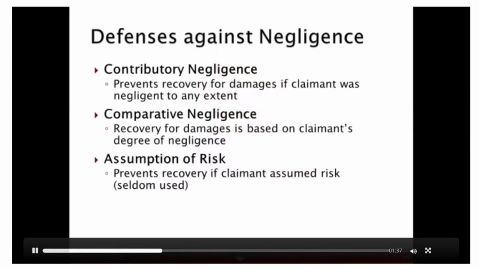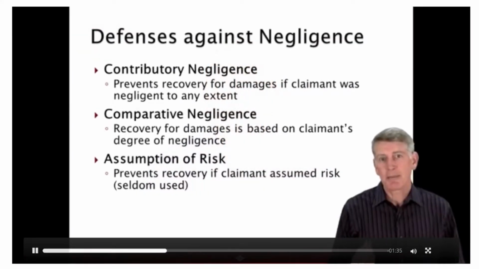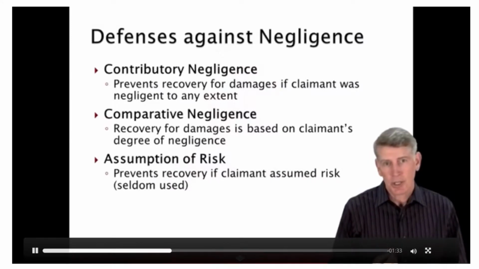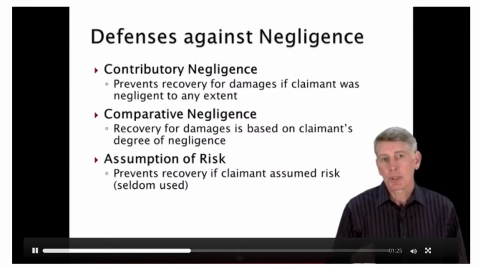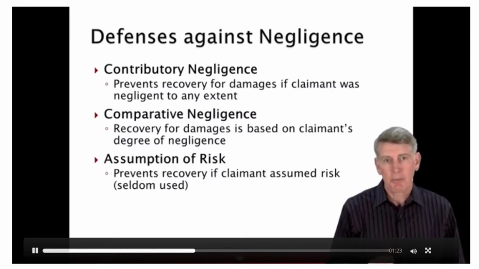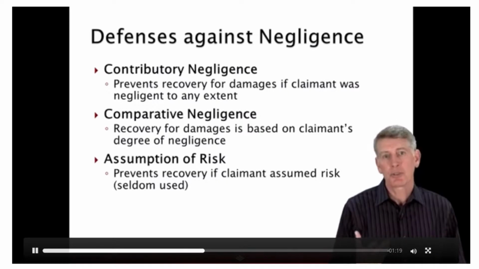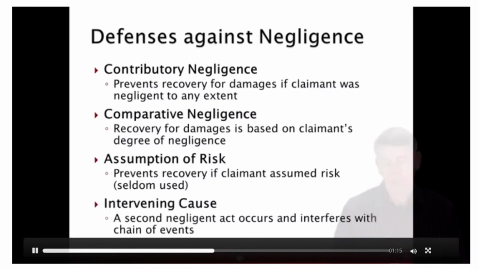Now, assumption of risk is not commonly used as a defense against negligence, although it was commonly used in the early 1900s in the mining and logging industries. But today, in order for assumption of risk to be used successfully, the claimant must have specific and factual knowledge about the potential for injury, such as when bungee jumping off of a bridge.